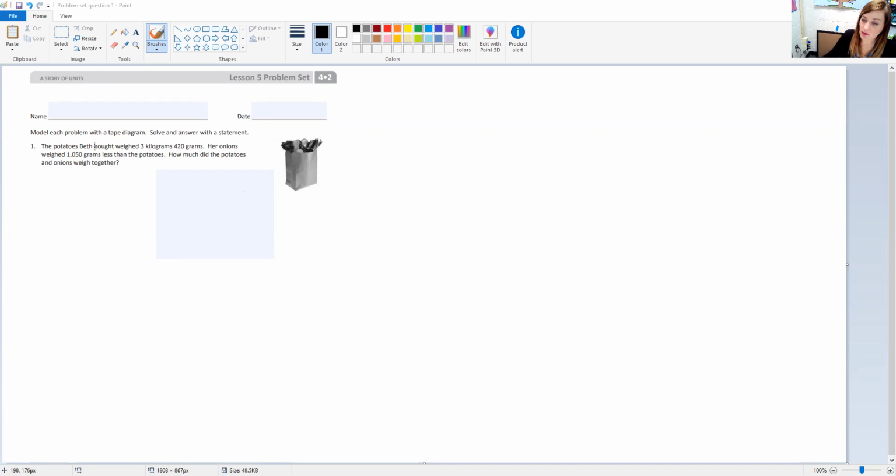Okay, so we're going to start by looking at it, and first let's read it. It says the potatoes Beth bought weighed 3 kilograms, 420 grams. Her onions weighed 1,050 grams less than the potatoes. How much did the potatoes and onions weigh together? So let's think about what kind of things we need to underline in this passage first.